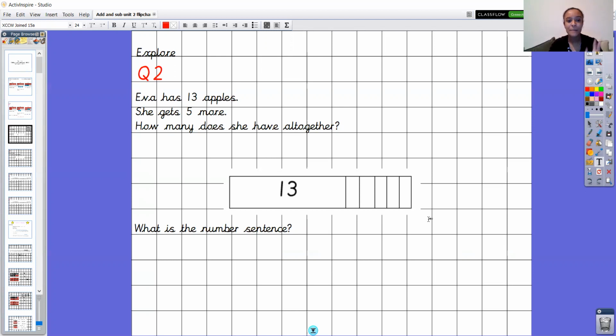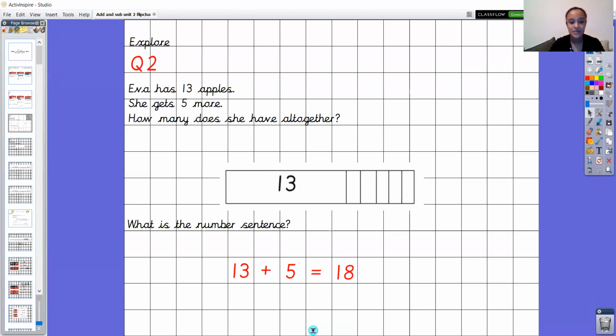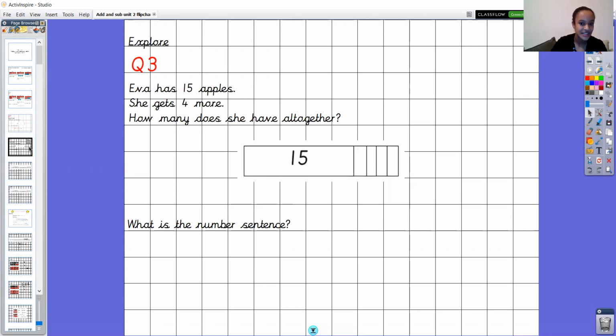So our number sentence, remember, part add part equals whole. Well, our first part was 13. Our second part is 5, and we've just worked out together that the answer is 18. So 13 add 5 equals 18. Do you think you can say that number sentence with me? Ready? 1, 2, 3. 13 add 5 equals 18. Brilliant job. Okay, let's have a look at the next question.